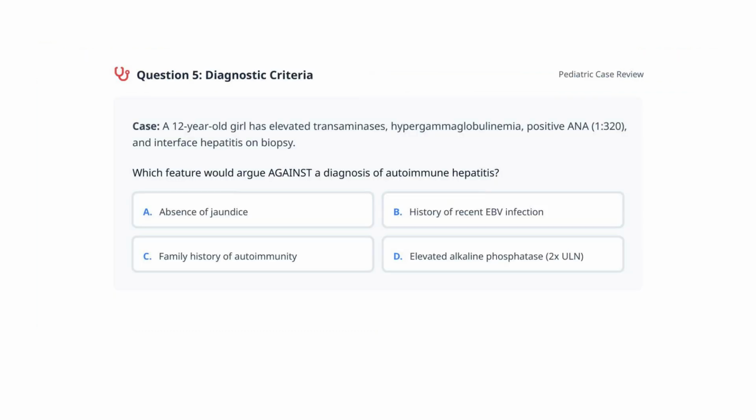Consider this diagnostic challenge. A 12-year-old girl has elevated transaminases, hypergammaglobulinemia, positive ANA at 1 to 320 dilution, and interface hepatitis on biopsy. Which feature would argue against a diagnosis of autoimmune hepatitis? A. Absence of jaundice. B. History of recent EBV infection. C. Family history of autoimmunity. D. Elevated alkaline phosphatase at 2 times upper limit of normal.